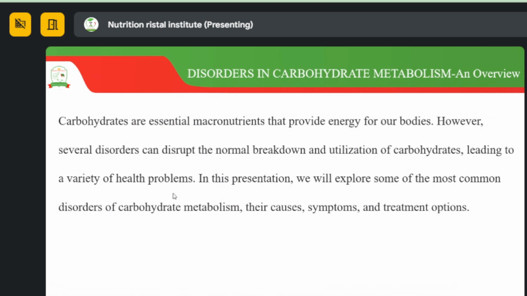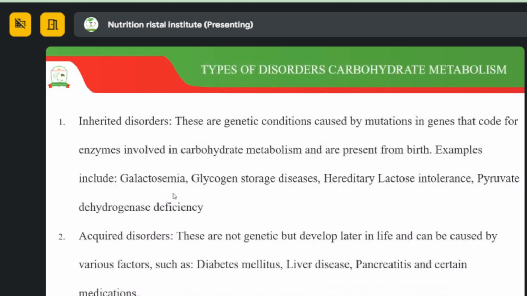So this will lead into a variety of health problems. In this presentation we are going to explore some of the most common disorders of carbohydrate metabolism, and we'll look into their causes, their symptoms, and possibly the treatment if available. Starting with the types of disorders, all these disorders are grouped into two.